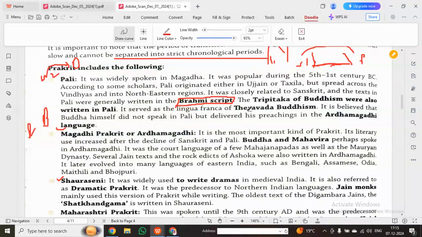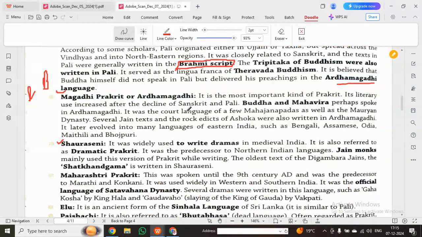The Tripitaka of Buddhism were also written in Pali. It served as a lingua franca of the Theravada Buddhism. Okay, it is believed that Buddha himself did not speak Pali but delivered his preachings in the Ardha Magadhi language, जो हम देखने वाले हैं अभी. Magadhi Prakrit और Ardha Magadhi is the most important kind of Prakrit.